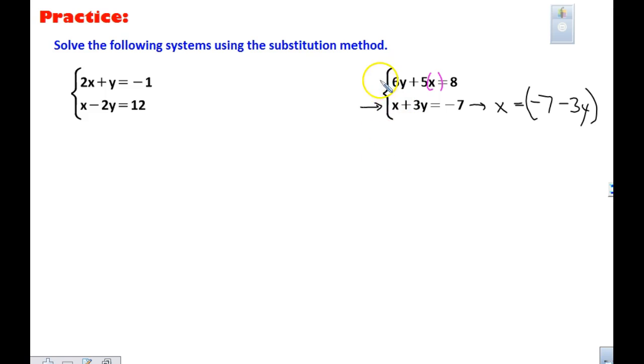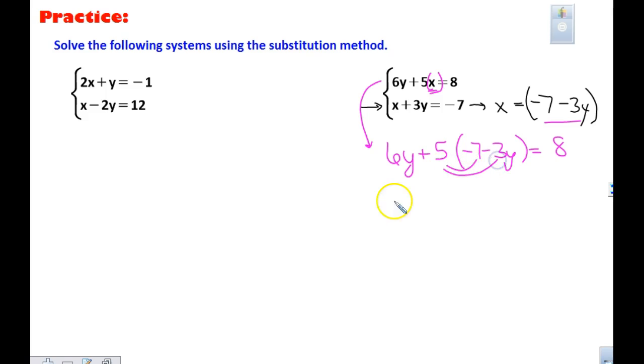Okay? So Sam, tell me in that first equation, I'm going to rewrite it as 6y plus what? Plus 5, parentheses, negative 7 minus 3y, and then equal 8. So everything stays the same in that first line, except where the x was and we replace it. Sometimes when you distribute those negatives, it's better to put plus a negative. But we're going to get 6y plus negative 35 minus or plus a negative 15y equals 8.